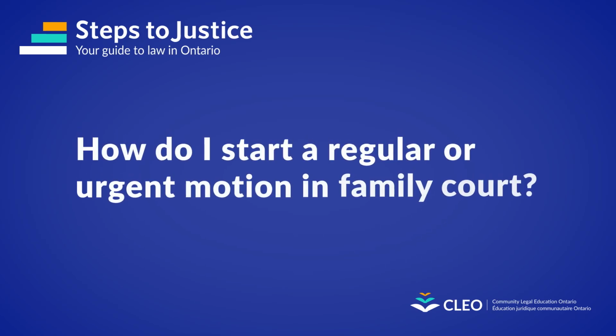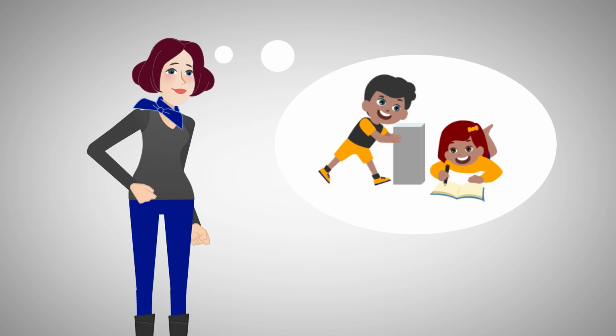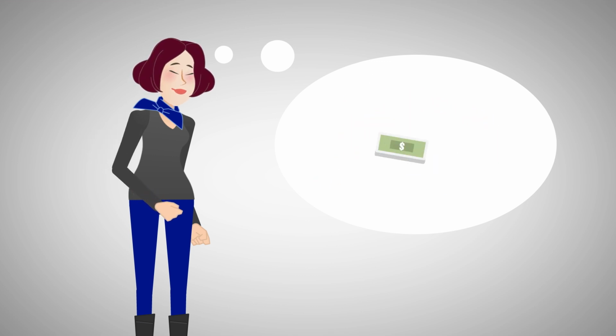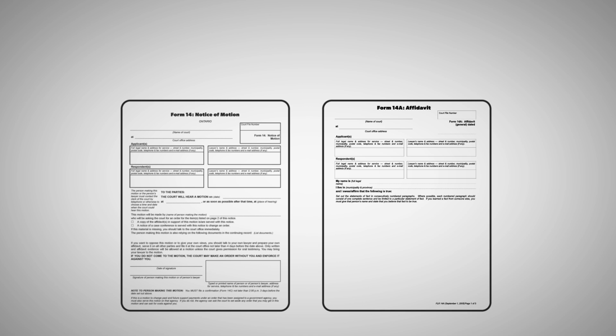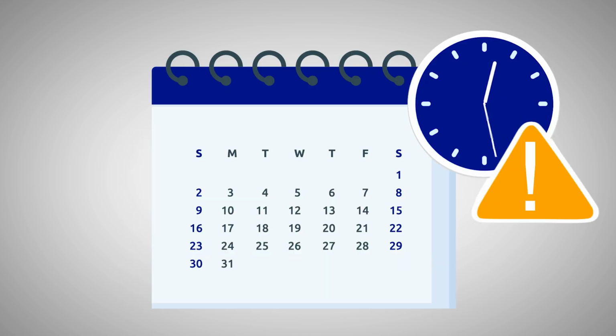This video explains what you have to do to start a regular or urgent motion in family court and the forms you need. A motion is when you ask the court to make a temporary order on specific issues. Regular motions and urgent motions use the same forms. Which motion you bring depends on how quickly you need the order and whether you had a case conference.